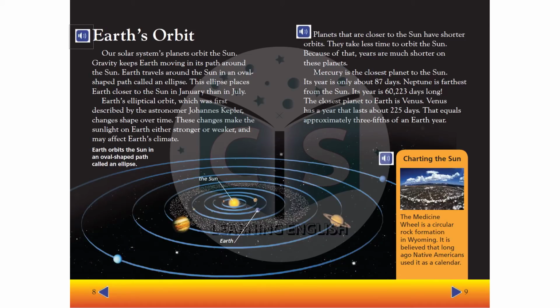Earth's orbit. Our solar system's planets orbit the Sun. Gravity keeps Earth moving in its path around the Sun. Earth travels around the Sun in an oval-shaped path called an ellipse. This ellipse places Earth closer to the Sun in January than in July. Earth's elliptical orbit, which was first described by the astronomer Johannes Kepler, changes shape over time. These changes make the sunlight on Earth either stronger or weaker and may affect Earth's climate.